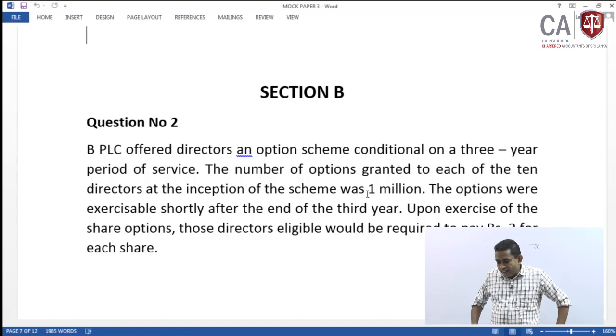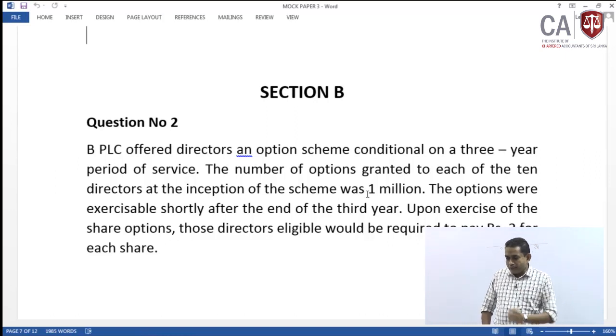BPLC offered directors an option scheme conditional on a 3-year period of service. The number of options granted to each of 10 directors at the inception of the scheme was 1 million. The options were exercisable shortly after the end of the 3rd year. Upon exercise of the share options, those directors eligible would be required to pay 2 rupees for each share.